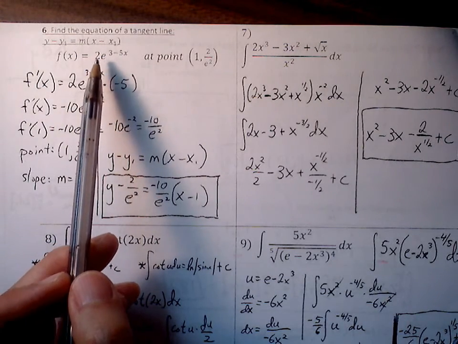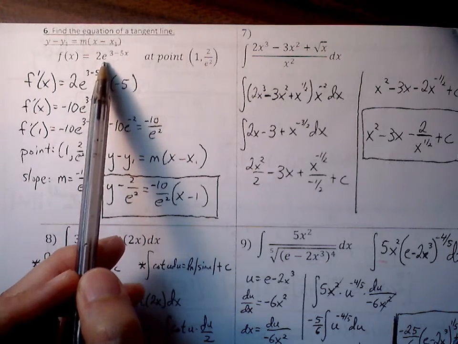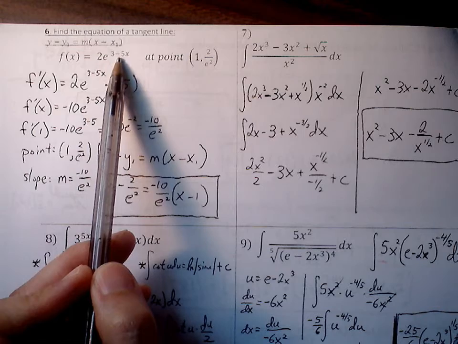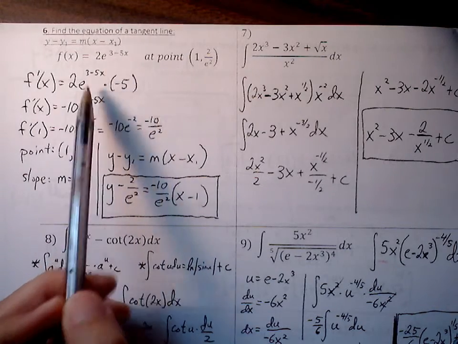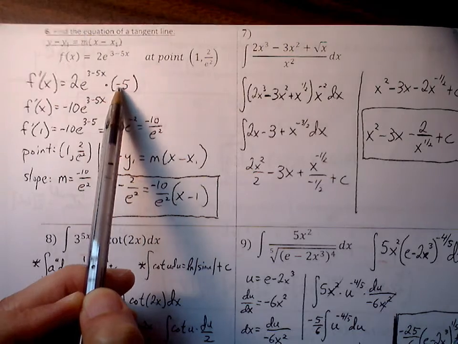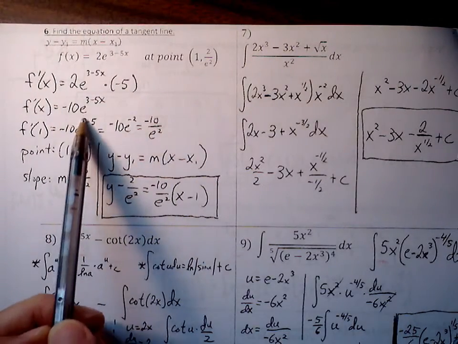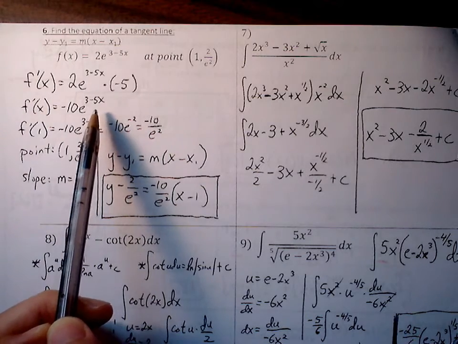So we need to find our slope. To find our slope, we have to find our derivative. To find our derivative, we're going to apply the chain rule here. The rule for e to the u is e to the u times u prime. That's our derivative, that's our slope formula. We can bring that negative 5 and the 2 together to make it negative 10 e to the 3 minus 5x. We have our slope formula.